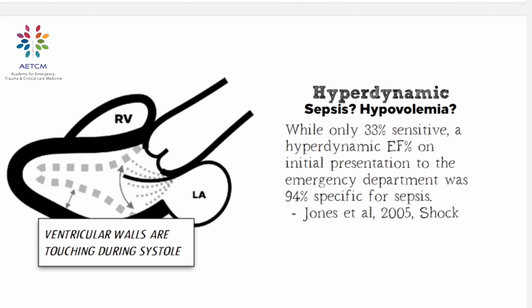Now last is the patient who is in hyperdynamic circulation, in conditions like sepsis or hypovolemia. Here the contractility is increased in such a way that the ventricle walls will be touching each other during the systole.